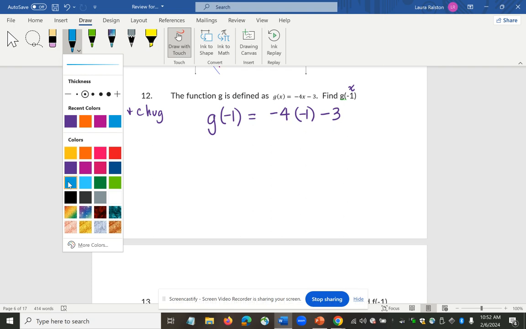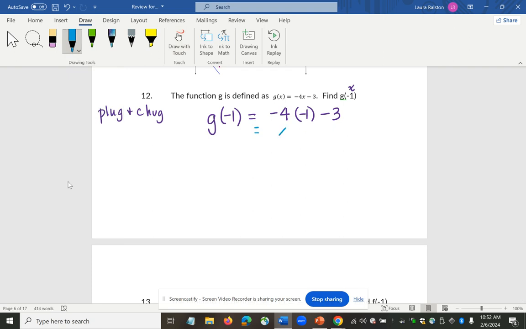So negative 4 times negative 1 is positive 4 minus 3. 4 minus 3 is 1. So g at negative 1 is 1. Guys, please don't overthink it. It's not supposed to be challenging. It's just getting you familiar with how to use that function notation, which is used throughout college algebra, through pre-calculus, into calculus, and higher level math courses.